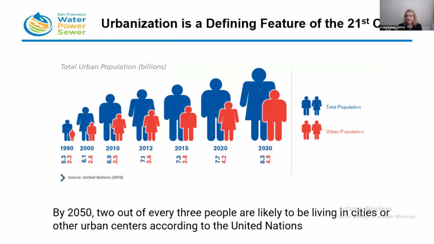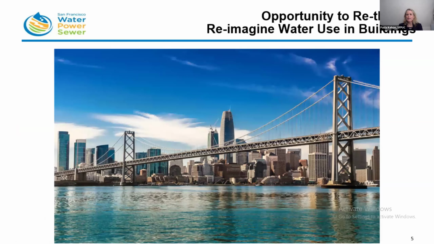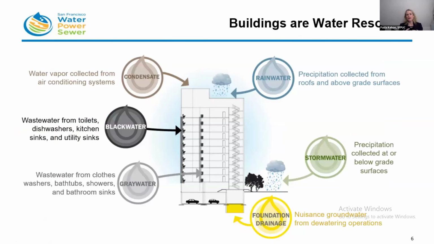And speaking of urbanization, it's really a defining feature of the 21st century. According to the UN, by 2050, 2 out of every 3 people are likely to be living in cities or in urban centers. So we certainly see cities growing. San Francisco and the San Francisco Bay Area is one of those areas that are growing. And we really need to think about opportunities of how we can use water more efficiently in buildings and in our neighborhoods. And so really that has changed how we view buildings themselves.